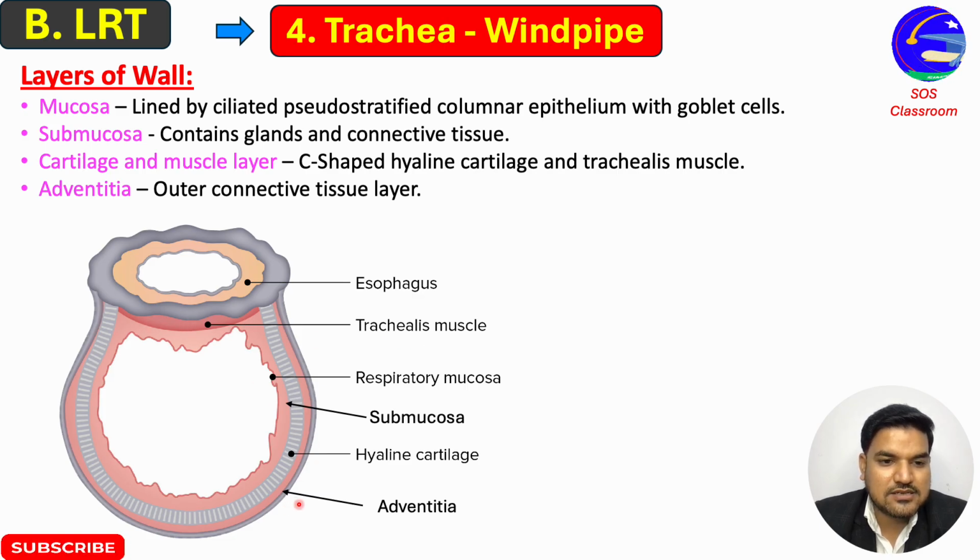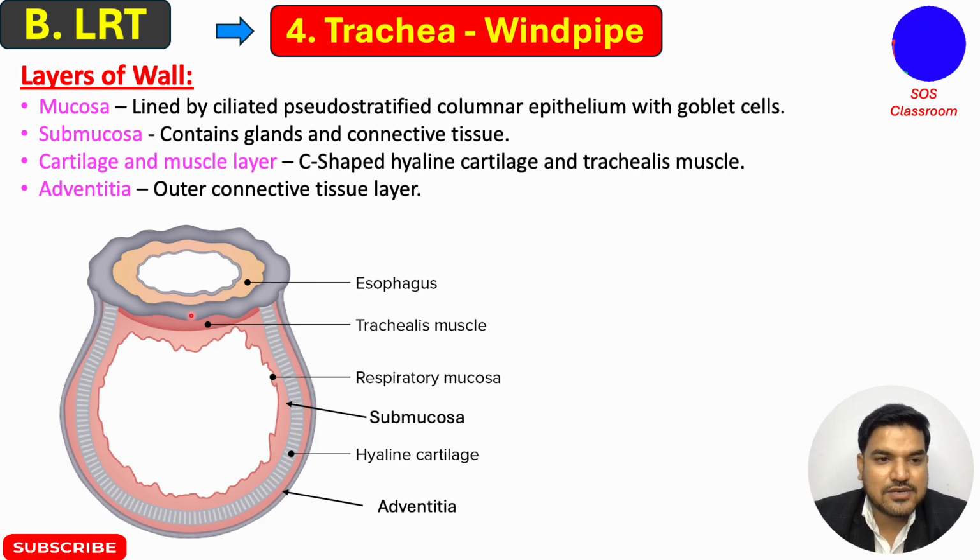And the last layer is the adventitia. The last layer closing is done by the adventitia. So there are 4 layers present in the trachea, from inside to outside: number 1, respiratory mucosa; second, the submucosa; third, the hyaline cartilages; and fourth, the adventitia.